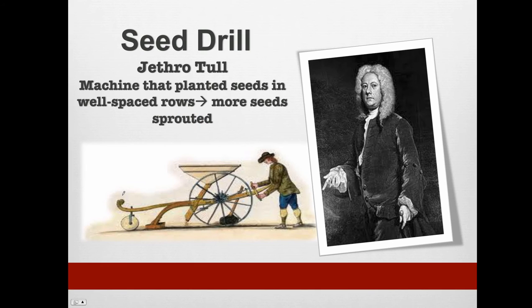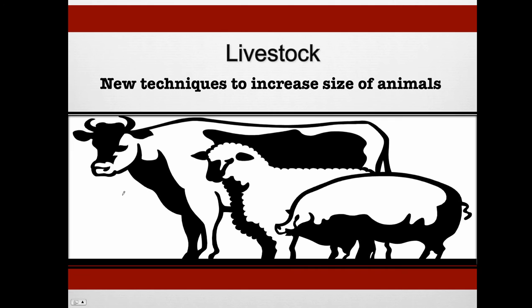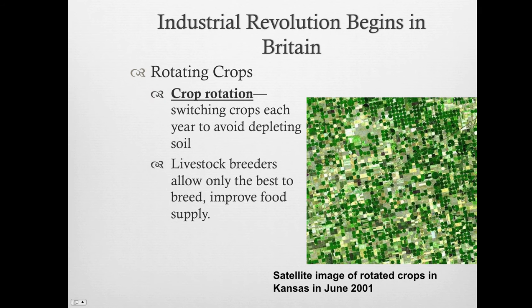Who else helped? This guy's Jethro Tull, who had a machine that planted seeds in the ground, made it hard for animals to get to them, and it was a much easier way to plant seeds. Again, we talked about big mama cow, big daddy cow, big baby cow. I like this image here because it shows you how crops are even rotated today in Kansas.